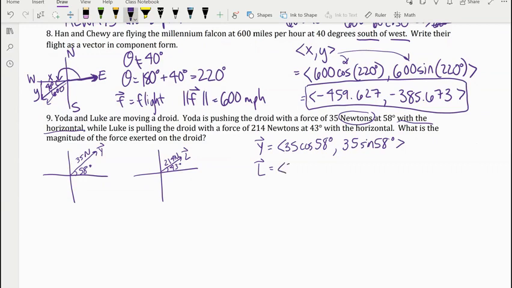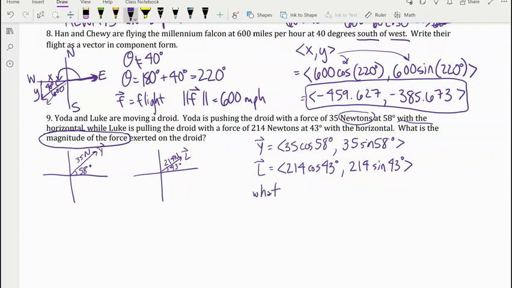And then Luke is 214, that's his magnitude, at a cosine of 43 degrees, and then magnitude sine of 43 degrees. Okay, so that is both in vector component form, but we're trying to figure out what's the magnitude of the force.